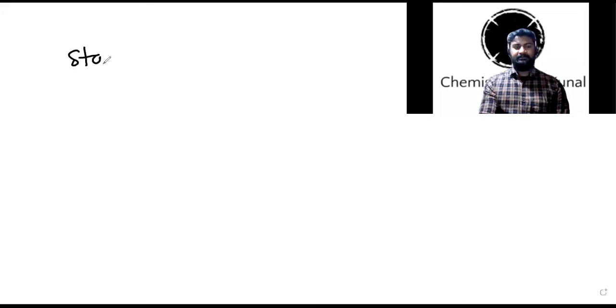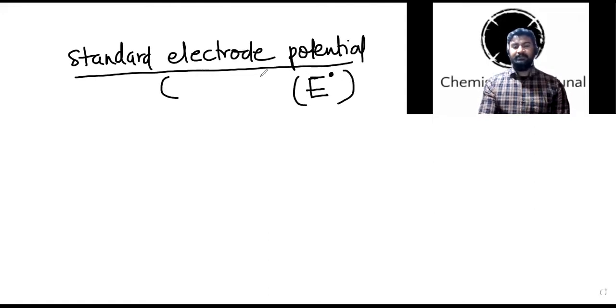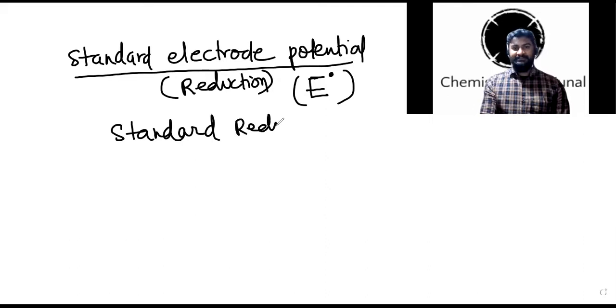The standard electrode potential, which is represented by E naught. Now just to quickly check, how will you remember which electrode potential we'll take? We'll take reduction or oxidation? We'll take reduction. Very good. We take reduction potential. So you always take standard reduction potential, which you call SRP.